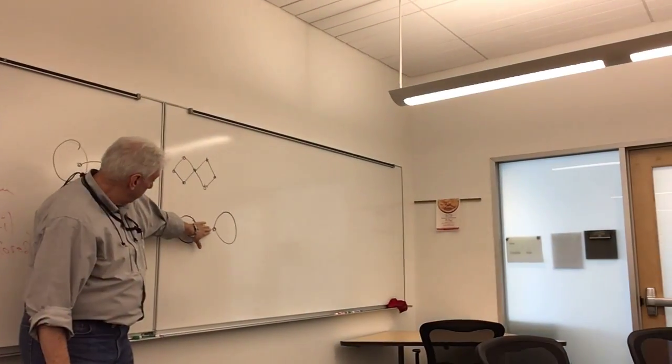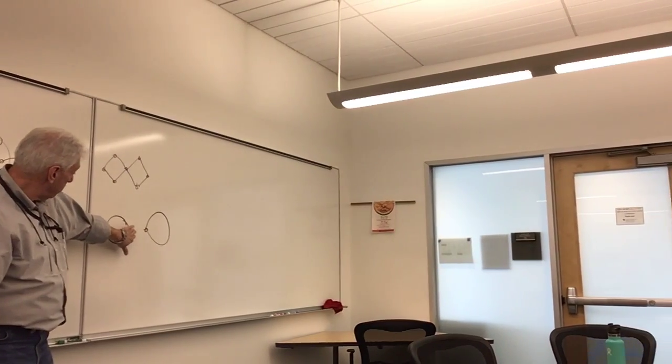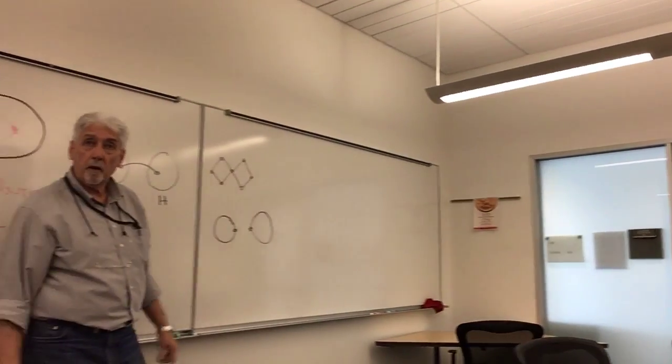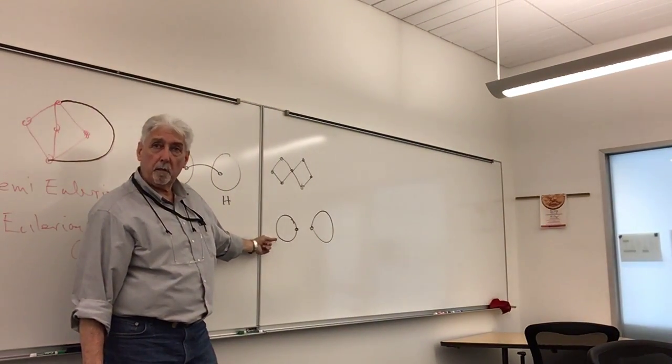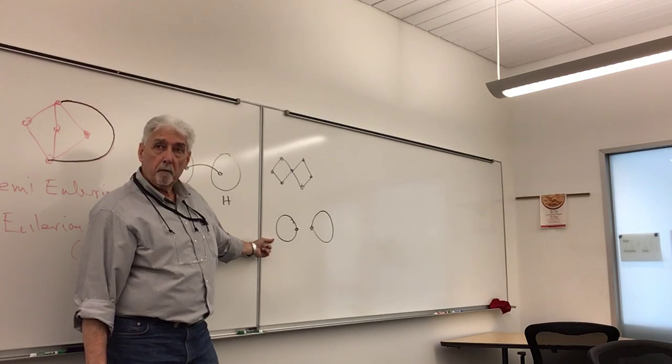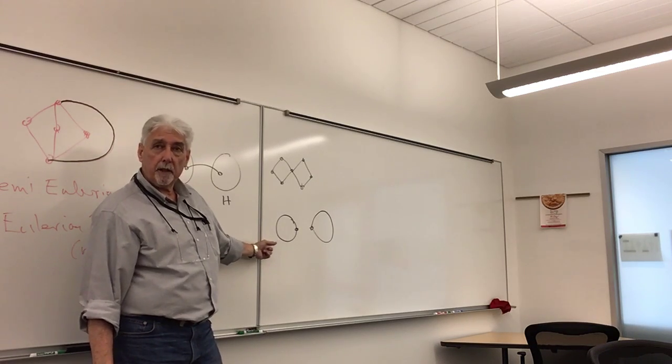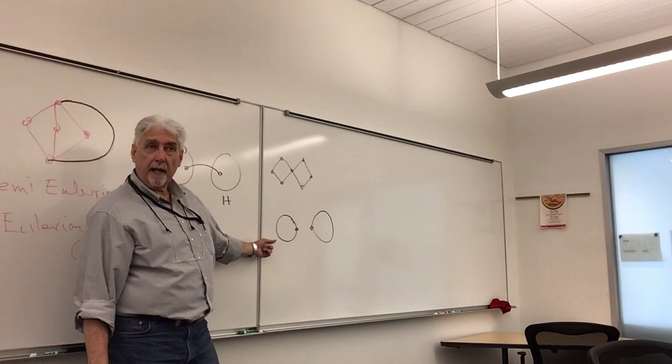What happens when I remove this edge? Well, let's talk about this bubble over here. With that edge in, it had all even degrees. Now, with that edge removed, what are the degrees here?